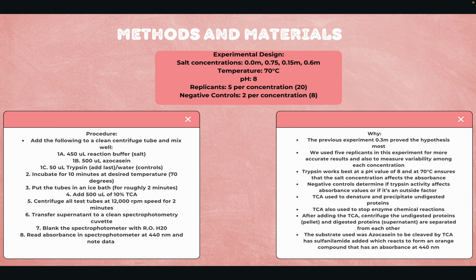Step 2, we incubated them for 10 minutes at our desired temperature, which is again 70 degrees. Once we finished incubating them, we put them in an ice bath for about 2 minutes. Once they were done with the ice bath, we added about 500 microliters of TCA. Then we centrifuged all the tubes at 12,000 RPM for 2 minutes.